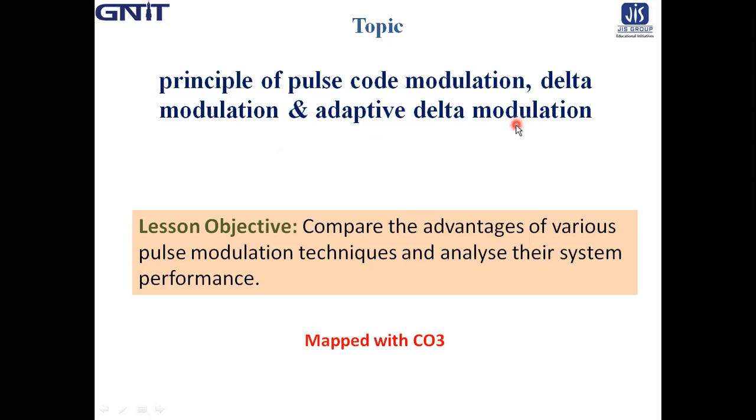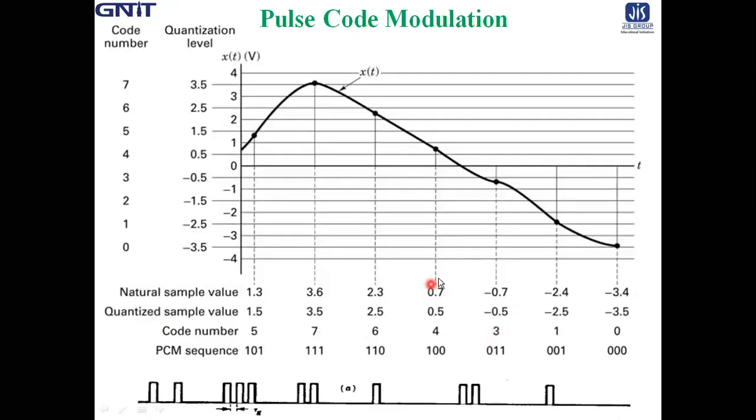The lesson objective of this topic is to compare the advantages of various pulse modulation techniques and analyze their system performance. And this topic is mapped with CO number 3. So let us start lecture number 2 from the module of revision of source coding with the topic of pulse code modulation or PCM.